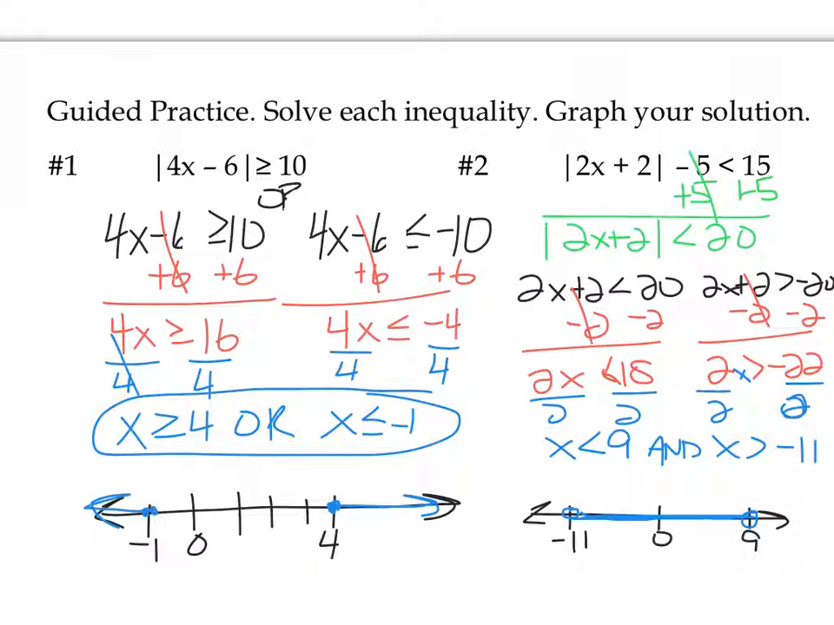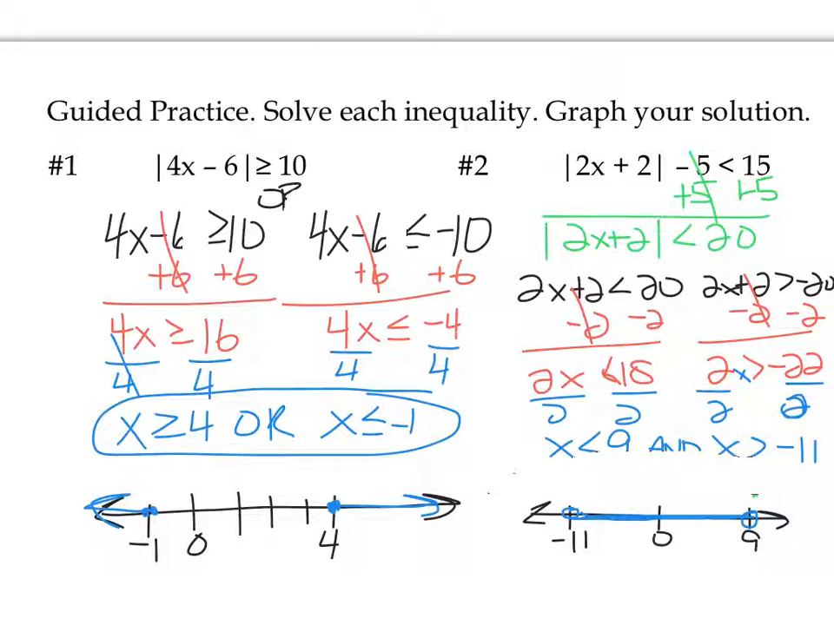Because if we overlapped them, we would have x less than 9 going like this, and x greater than negative 11 going like this. So we want the part of the graph where they overlap, right? So we'd be looking for this part of the graph right in there, okay? Right between those 2 points.